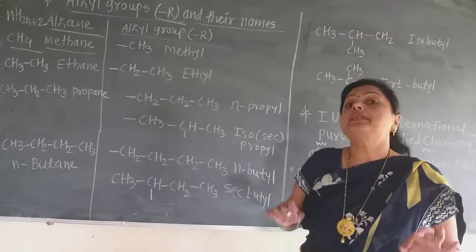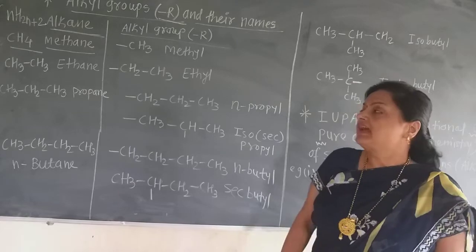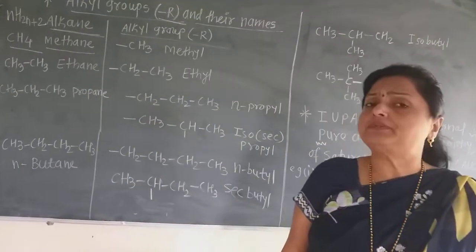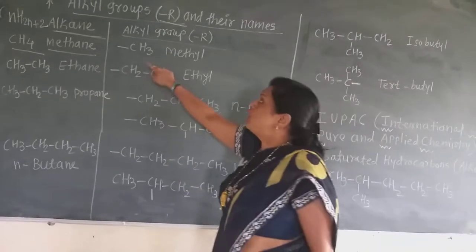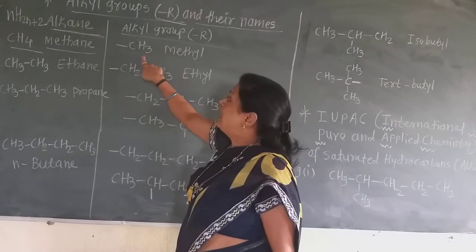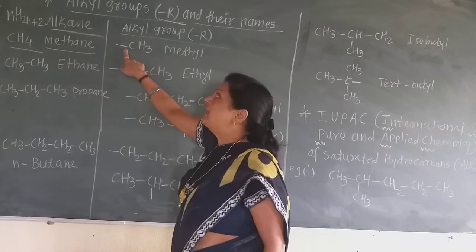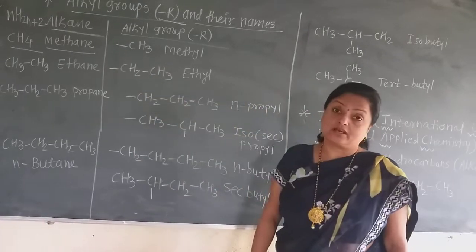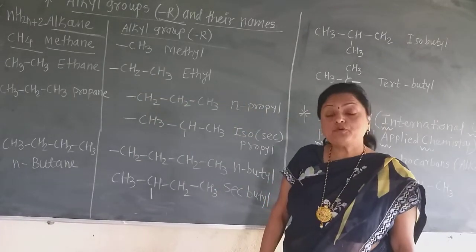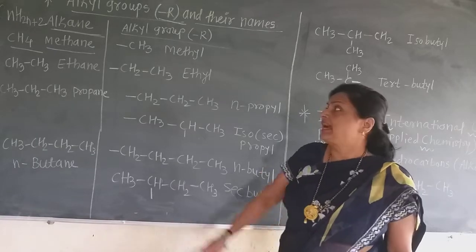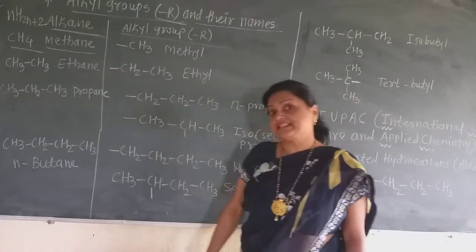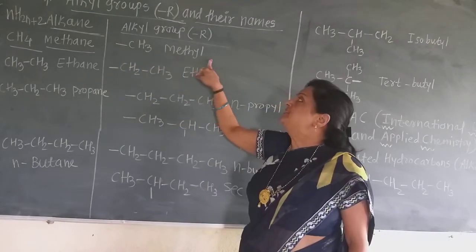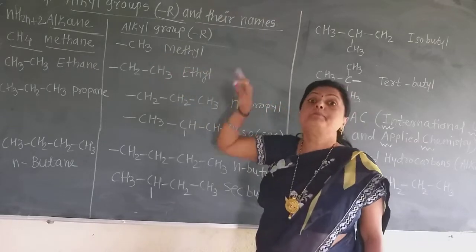Now, CH4 is the formula of the first alkane, a saturated hydrocarbon, which means only carbon-carbon single bonds are there. And the name of that alkane is methane. If one of the hydrogen atoms of methane is removed, then we obtain the alkyl group, and that is dash CH3. The bond must be shown there, because the hydrogen is removed as only H plus, and the electron remains as it is. Now this is the dash CH3 group, and this alkyl group is called the methyl group.